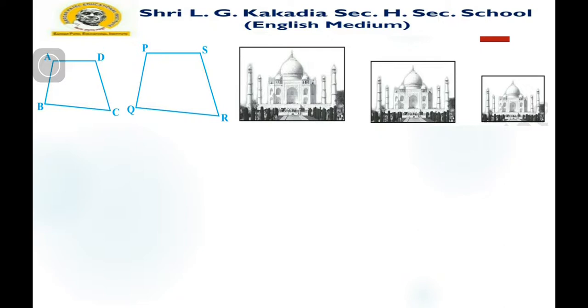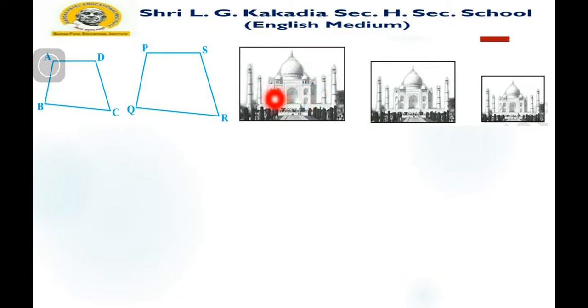We cannot say that these three figures are similar, because how can we say that figures are similar? If we know, in a quadrilateral or any figure, that the angles corresponding to the angles of the other figure are equal, meaning A is equal to P, D is equal to S, B is equal to Q and C is equal to R. First condition: all the angles are equal to the corresponding angles of the other figure.